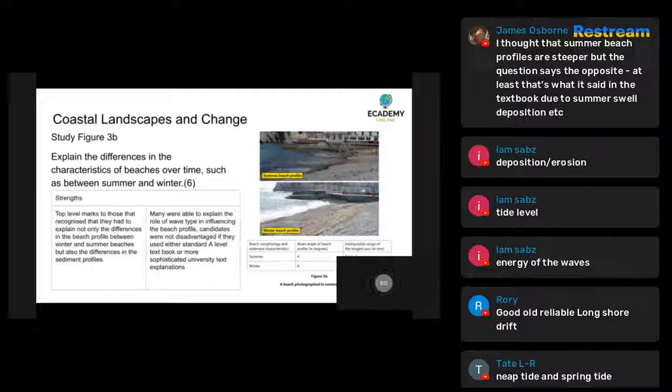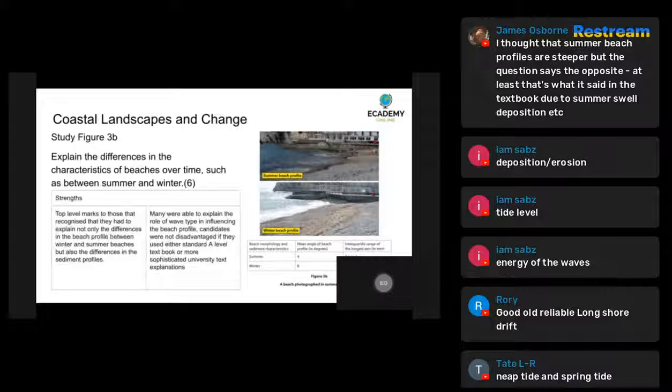Right. The other thing is that many candidates were able to explain the role of wave type in influencing the beach profile. Candidates were not disadvantaged if they used the standard A-level textbook or sophisticated university textbook explanations. And generally that tends to vary between students, okay?